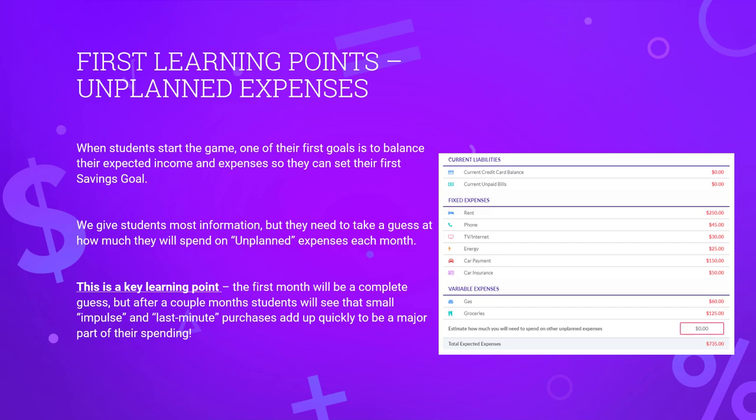Now, when your students start the game, the first real learning point that they're going to experience is planning for the unplanned expenses. We give the students a breakdown right off the bat of what they can expect for all their bills. We're not going to hide how much they're going to pay for rent or how much they're going to spend for gas on their car each month. We make that pretty obvious.